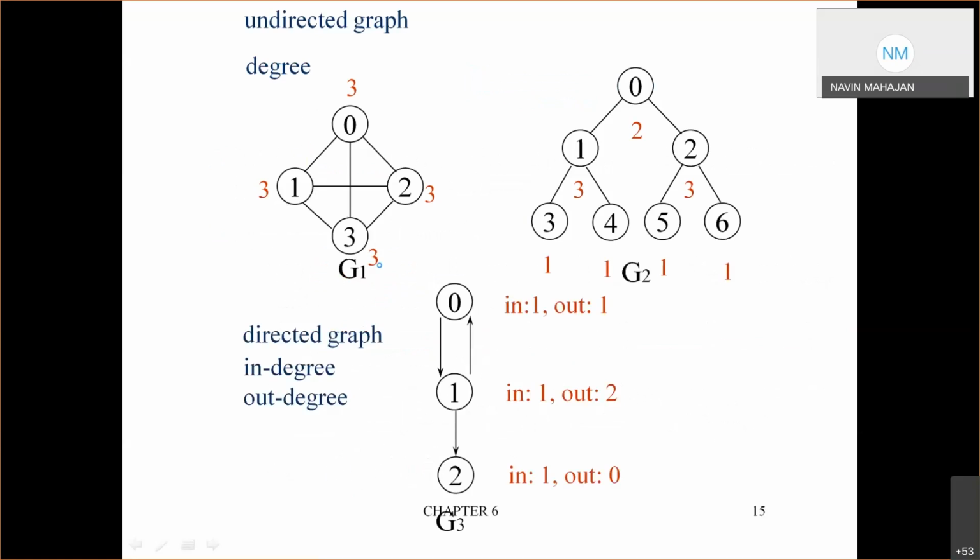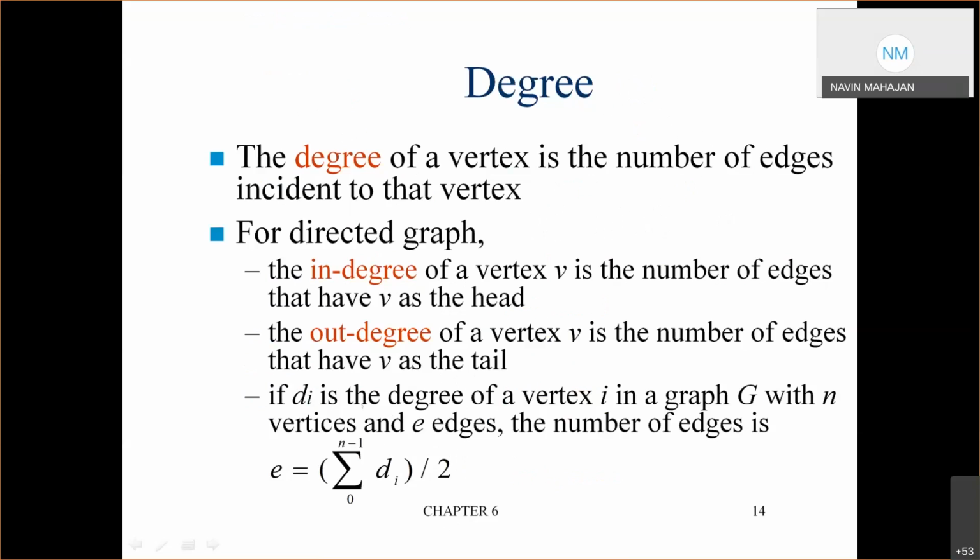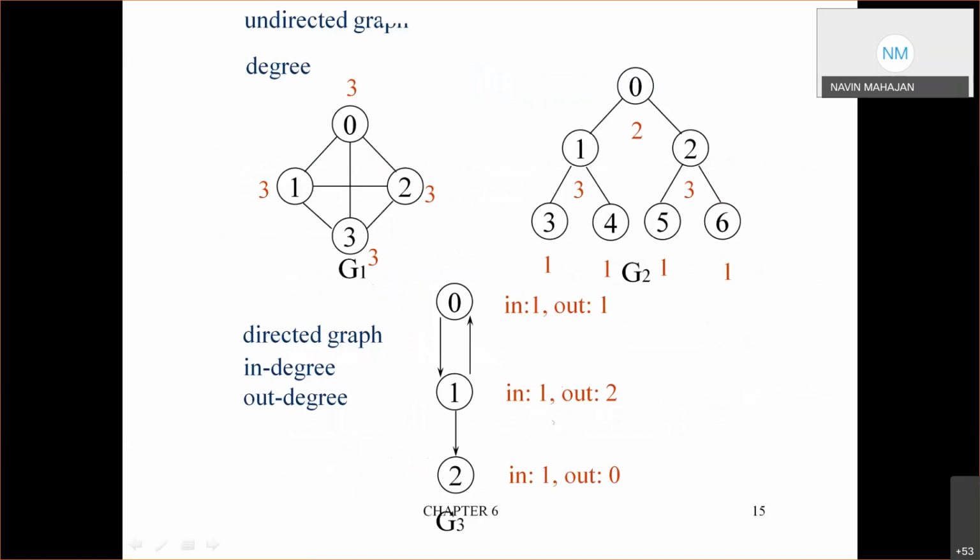If di is the degree of vertex i in the graph G with n vertices and e edges, the number of edges is equal to the sum of the degrees of vertices from 0 to n minus 1, divided by 2. Later we'll take some examples.